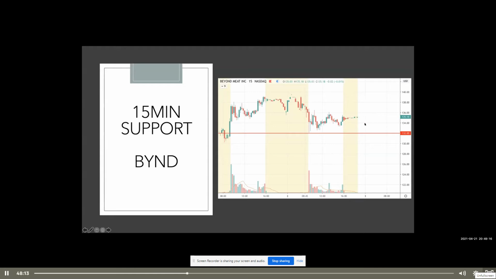So if you're looking at a day trade for the next day on this day, right, then you're considering either a bounce off of that 132, or if there's selling pressure, then it could break the 132 and continue downward. So each one of these candles represents 15 minutes of time. You can see the 15 at the top, all right? 15-minute support for Beyond.